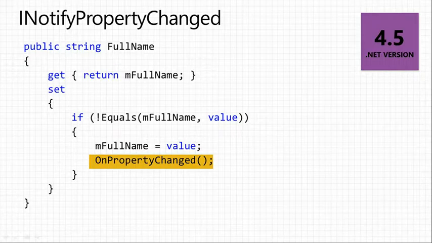Notice what's different in .NET 4? Sorry, in .NET 4.5. We don't have the magic string in the property change call.